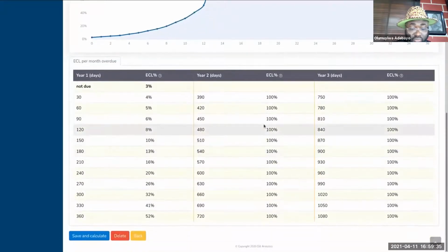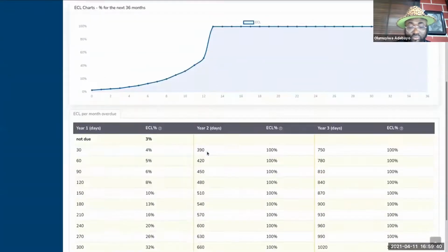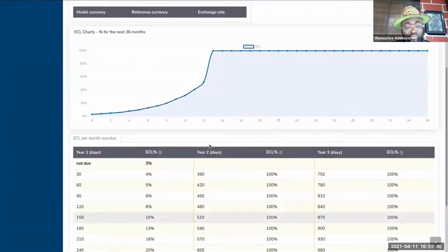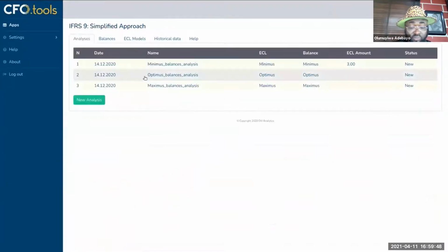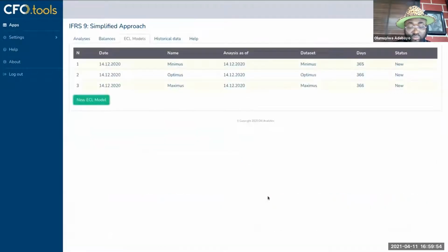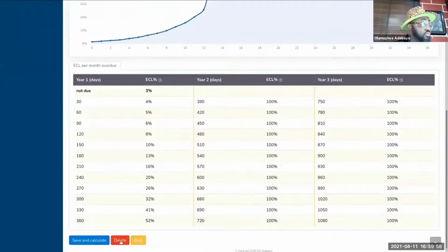Changes to a particular model are made by revising some of the parameters I described and clicking the Save and Calculate button. A notification message will be displayed, and after the calculation is finished, the model result will be updated. A new ECL model is created in a similar way by specifying the set of required inputs and running the calculation. A model that is no longer needed may be removed from the system by clicking the delete button.